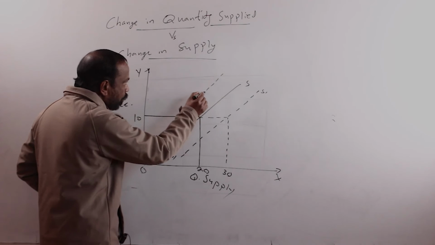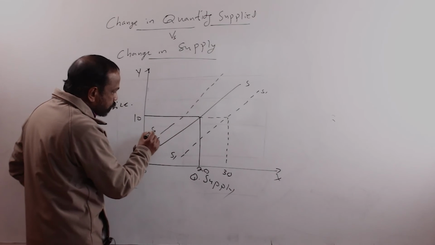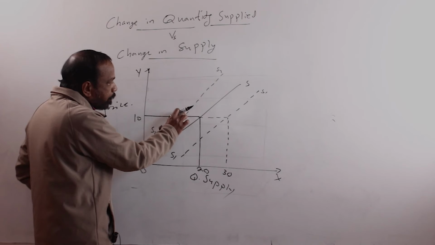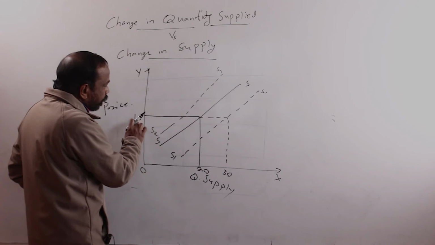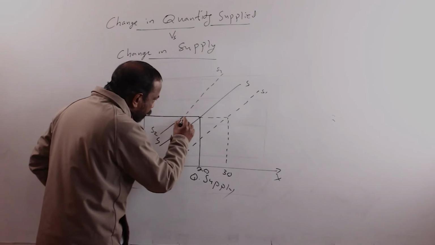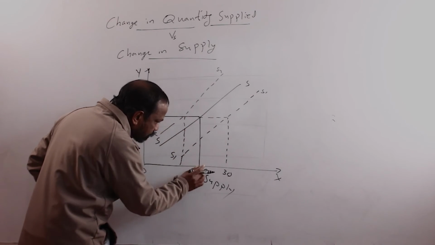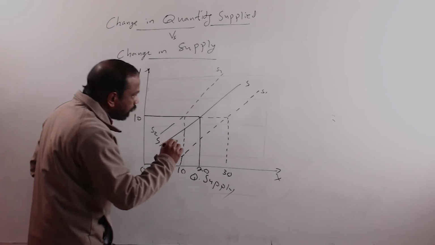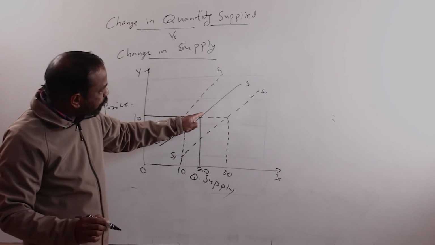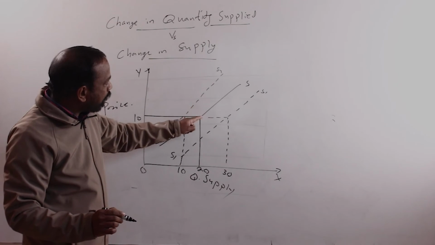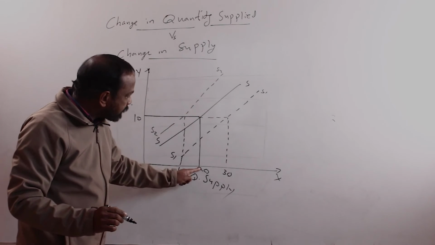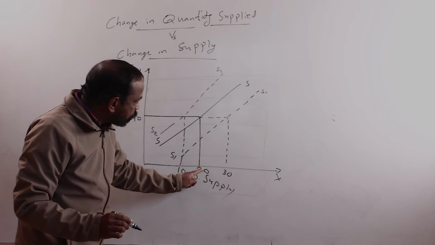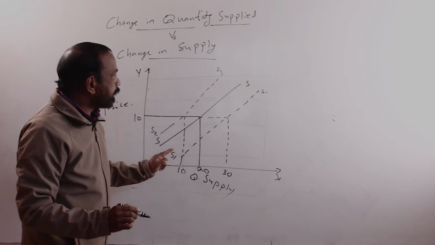Look at what is going to happen. Then S2. Our supply curve shifts upwards or leftward. With the same price, we are going to supply less quantity, that is, we can say 10. Look at here. Now supply shifts upwards or leftward. What happened? Supply decreased. Supply decreased from 20 to 10.